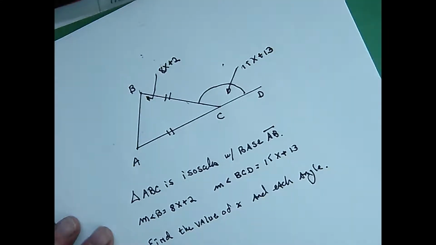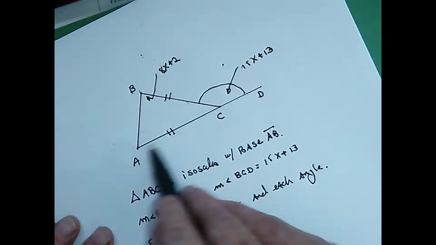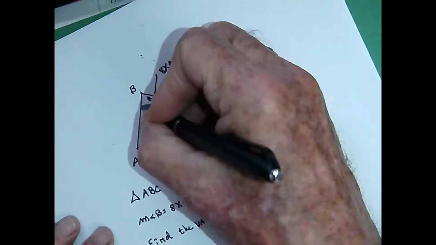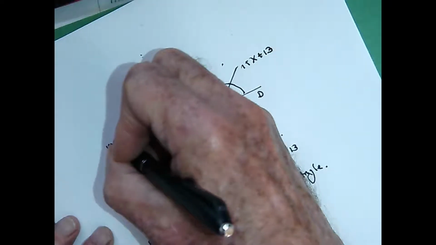What you had to realize is we still got an exterior angle of a triangle, and it should equal the sum of these remote interiors. And because this is an isosceles triangle, those remote interiors are the base angles. They've got to be congruent. This would have also been 8x plus 2. It's all downhill now, huh?